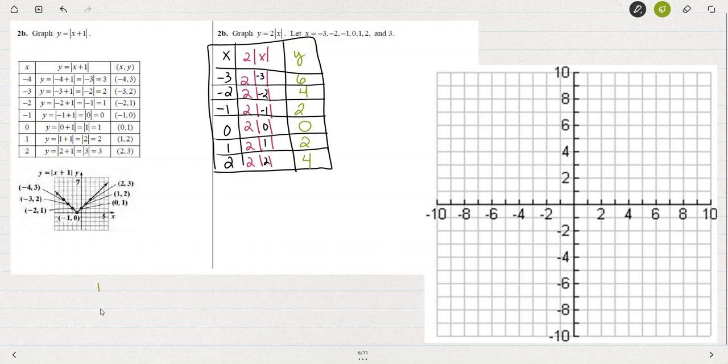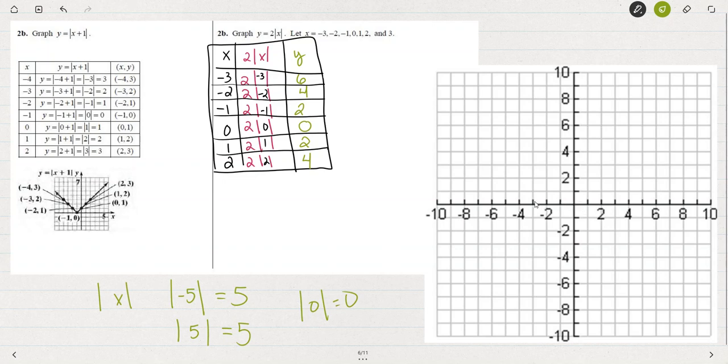So if you recall, the absolute value of a number is its distance from 0, so it'll never be a negative number. The absolute value of a negative number is positive. The absolute value of a positive number is positive. And then the absolute value of 0 is always just 0, which is neither positive nor negative.